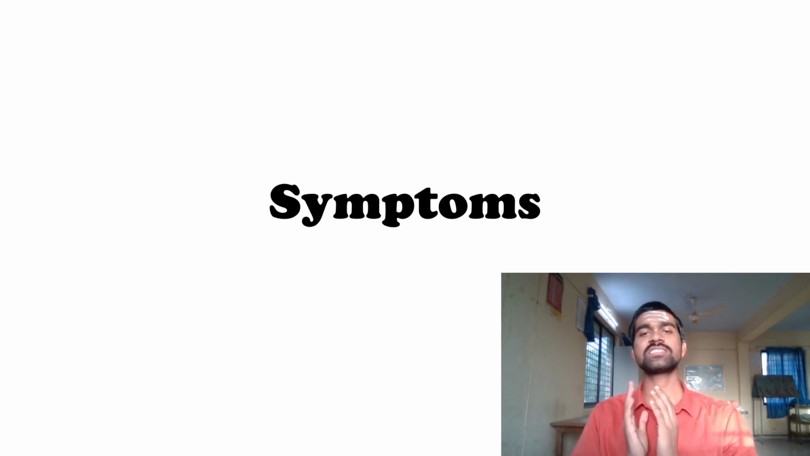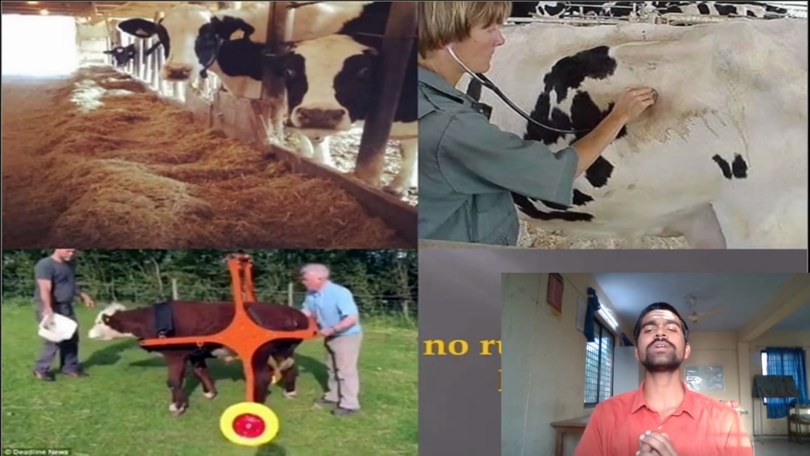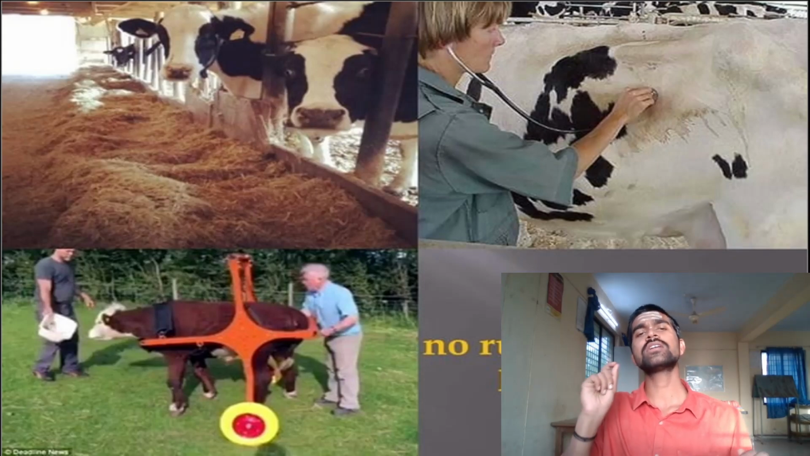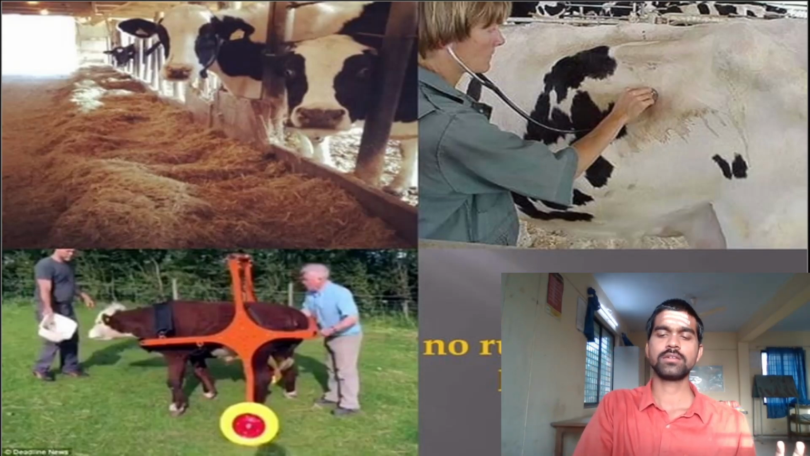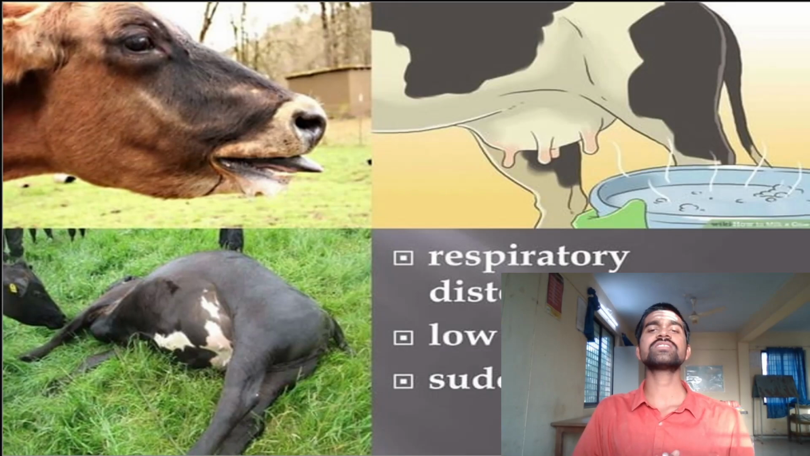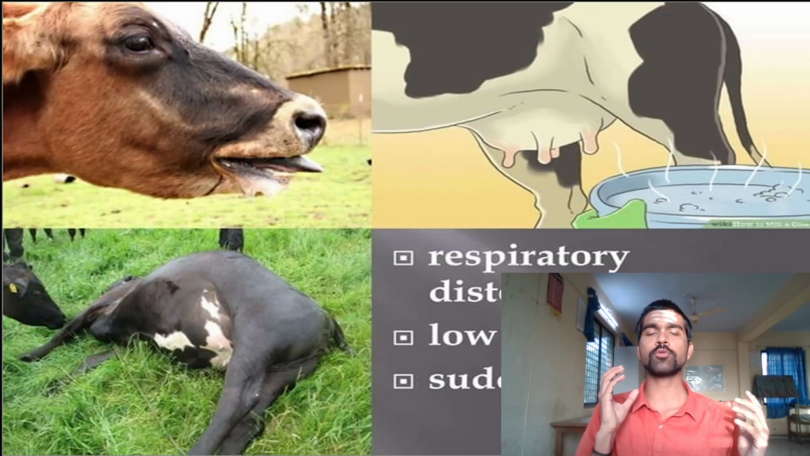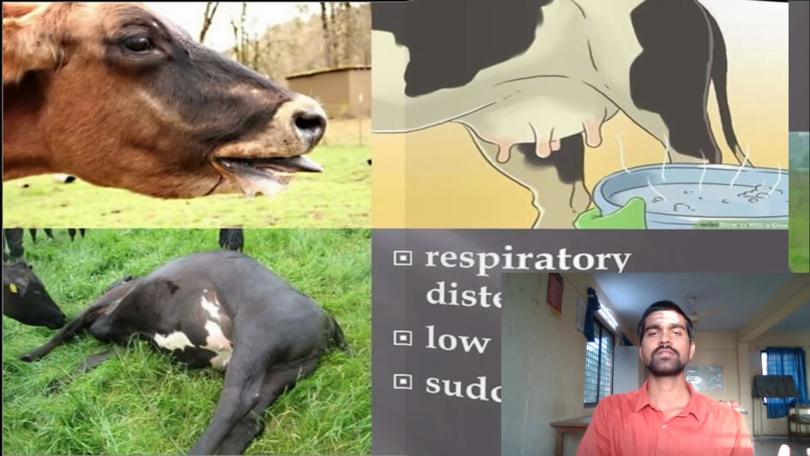So next, what are the symptoms observed during the infection? Loss of appetite, no rumen sounds, lameness. If we check the rumen with a stethoscope, there will be no rumen sounds. Lameness means the cow will become totally dull. Next is respiratory distress and low milk. Milk will be low, and sometimes it causes sudden death. Respiratory distress means the cow has a breathing problem during infection.